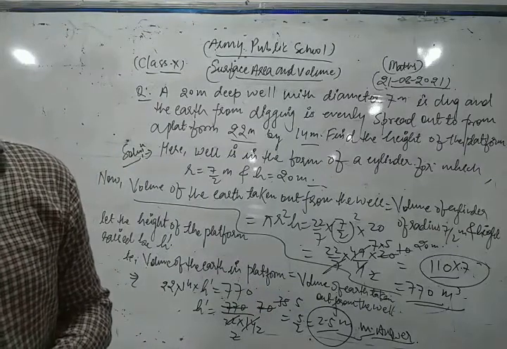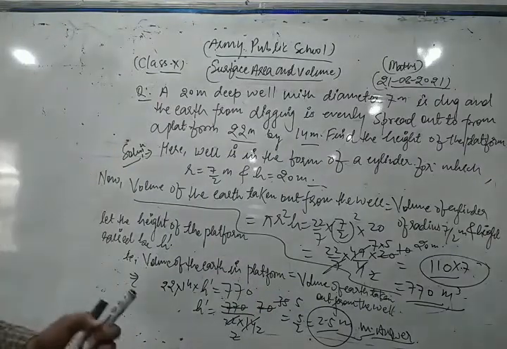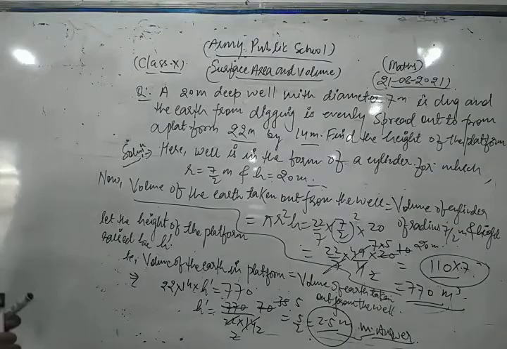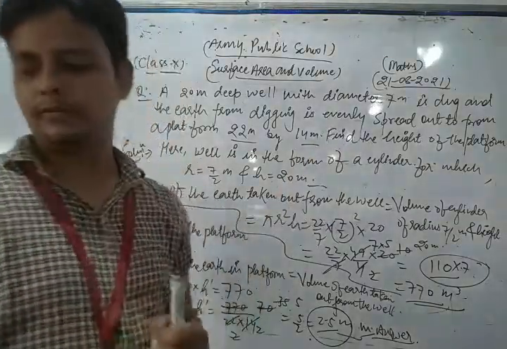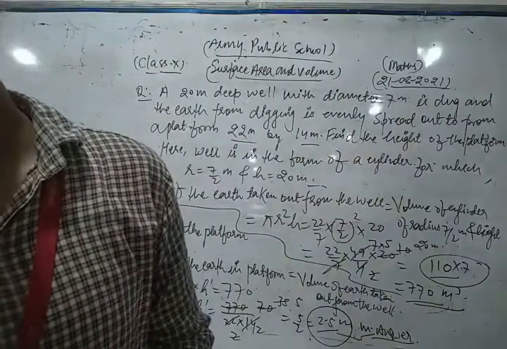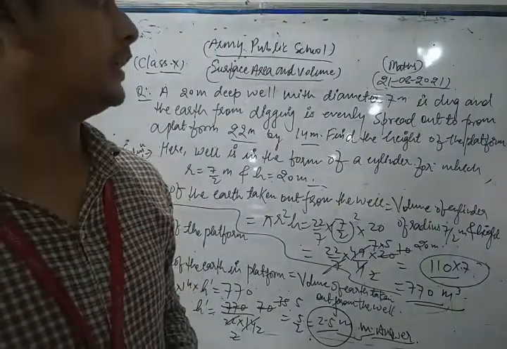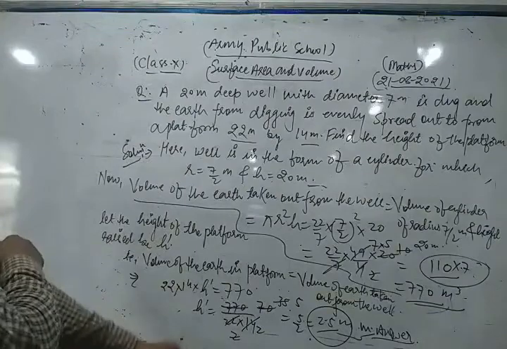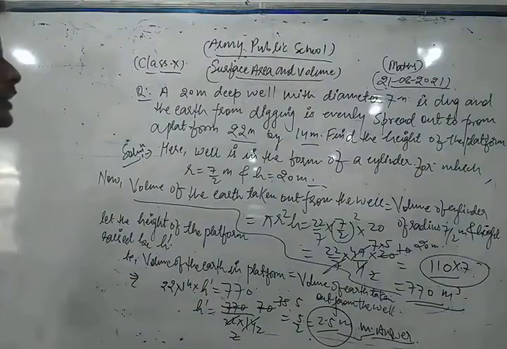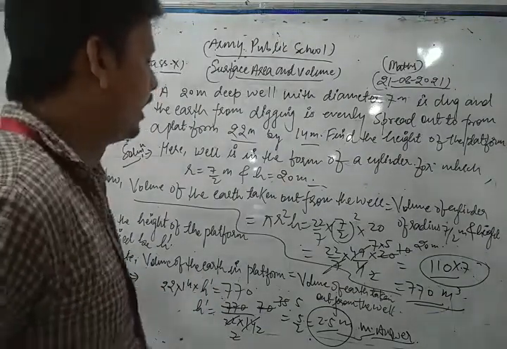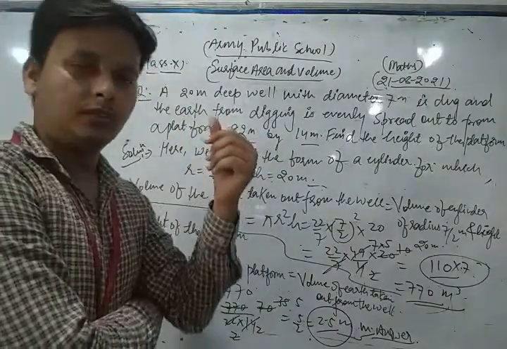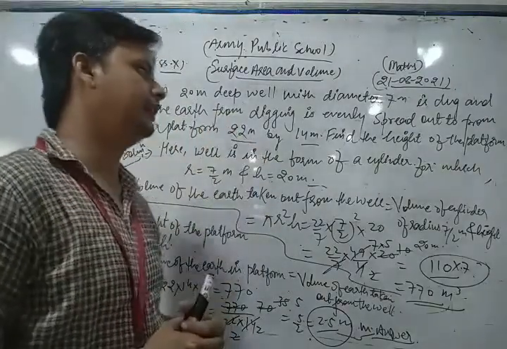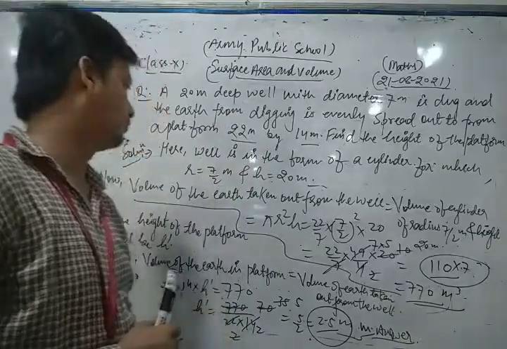Look here, a 20-meter deep well with a diameter of 7 meters is dug, and the earth from digging is evenly spread out to form a platform 22 meters by 14 meters. Find the height of the platform.